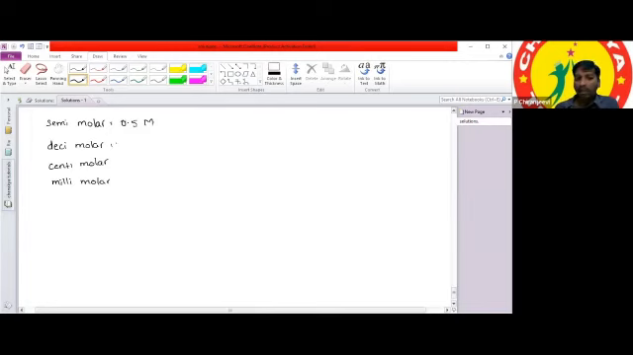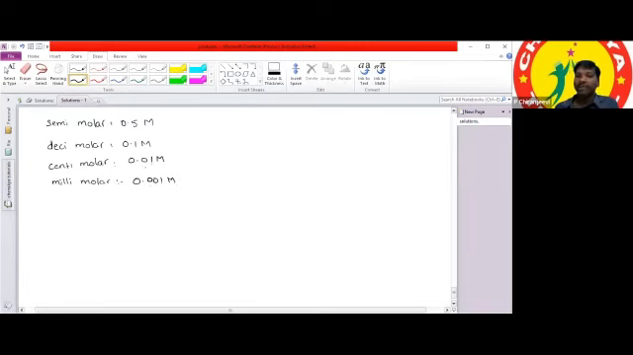And decimolar means a 0.1 molar solution is called a decimolar solution. Centimolar, what does centimolar mean? Sorry, 0.01 only. A 0.01 molar solution is called a centimolar solution. And what is meant by millimolar here? 1 by 1000, that value will be 0.001 only. While asking questions in the examination, they ask in this format.